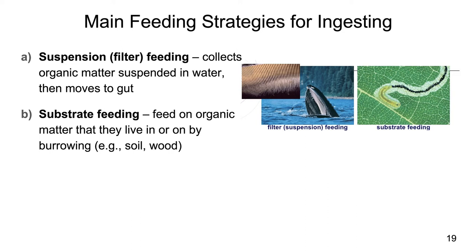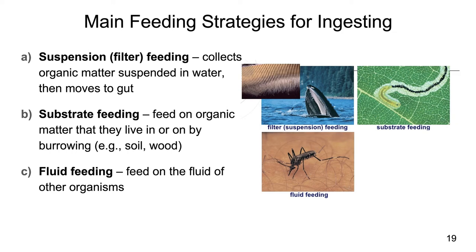Or this could be through a leaf, like you see this caterpillar doing here, or soil or wood or whatever it is, but they're feeding on the substrate that they live in. There's fluid feeding, where this is basically just feeding on the fluid of other organisms. So this could be a mosquito tapping into your circulatory system to drink your blood.